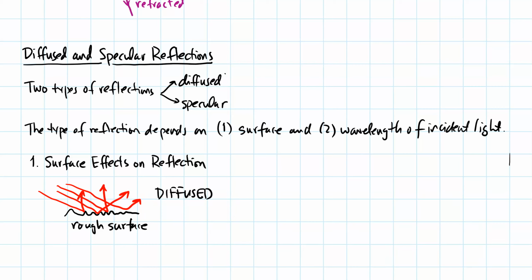On the other hand, if I have a smooth surface, incident light coming in will all reflect in the same direction. Not scattered in all directions, this type of reflection is called specular.